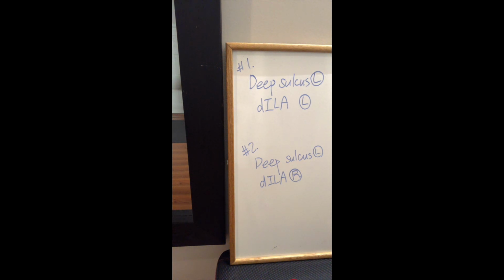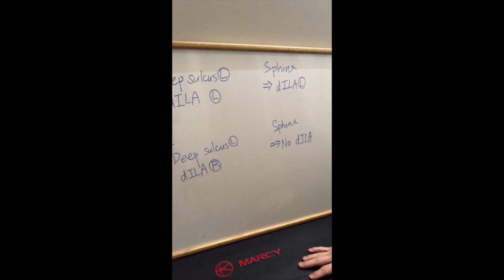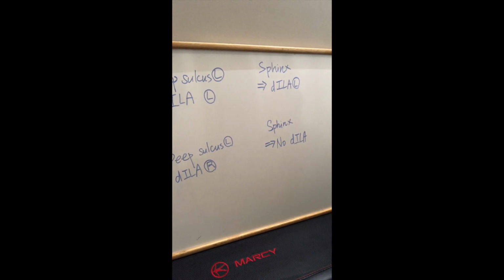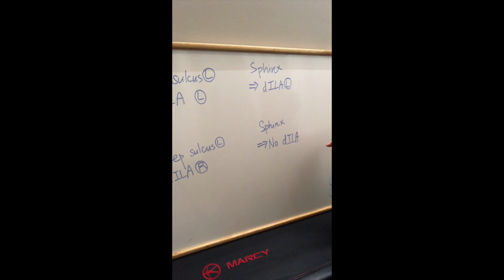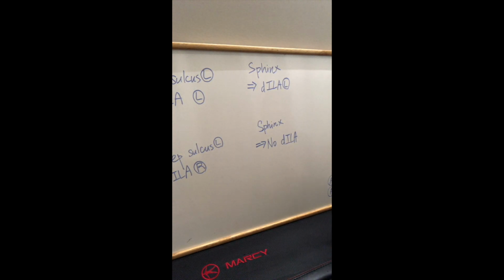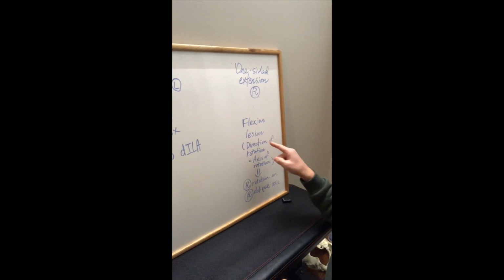And we do the Sphinx test. And then as a result of the Sphinx test, let's say that there's no DILA. Now what does that mean? Pause the video and think about it before I give you an answer. Yeah, this means that it is a flexion-based lesion. So now we know that it's flexion-based lesion and it's also oblique axis. So like I mentioned earlier, flexion-based lesion, but it's oblique axis.